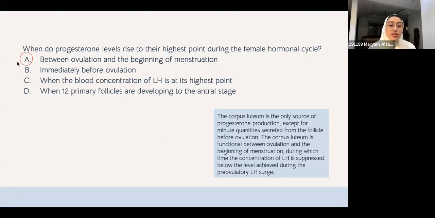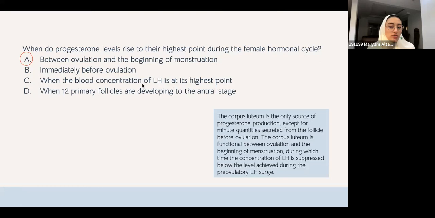That's when progesterone is at its highest point because it's produced by the corpus luteum. So we know the corpus luteum is the only source of progesterone production. You have very minimal amounts of it in the early phase of the menstrual cycle. And so immediately before ovulation, this is wrong. Why? Because the LH surge is what causes ovulation to occur, right? And then after that, you develop your corpus luteum and start to produce progesterone. So that's not the correct answer here.